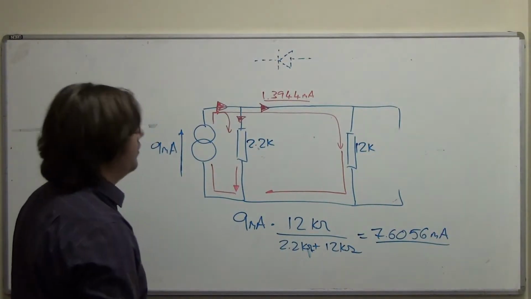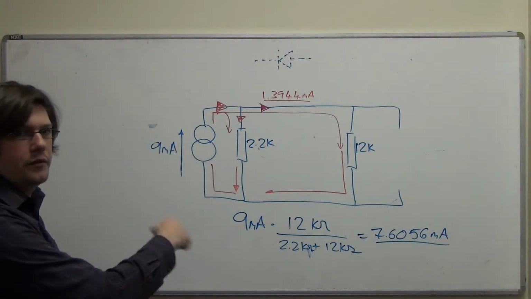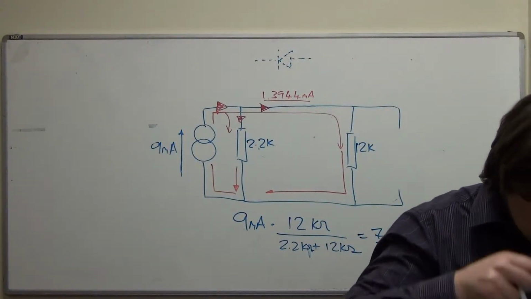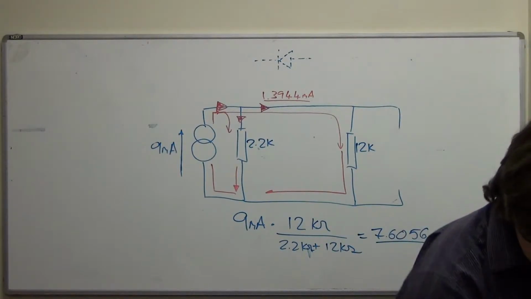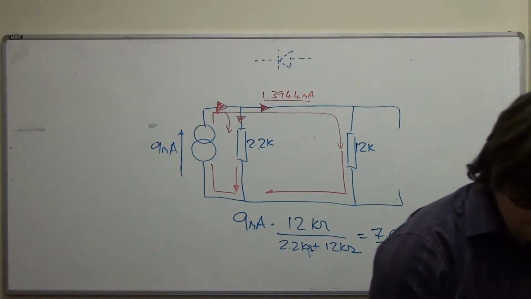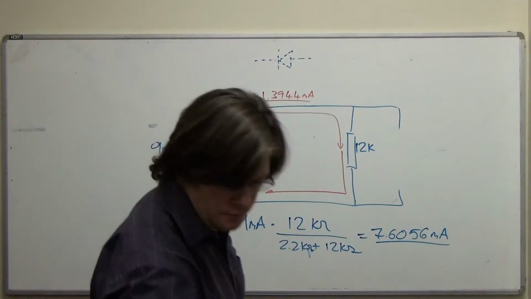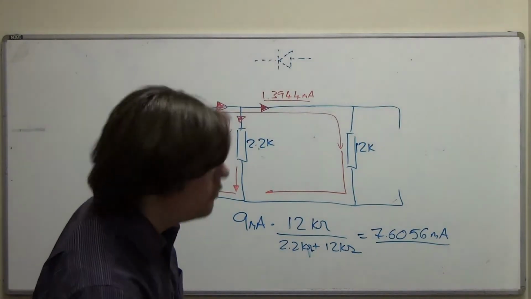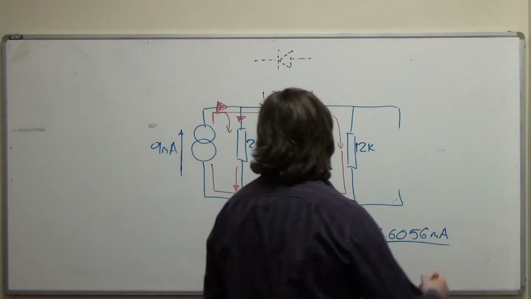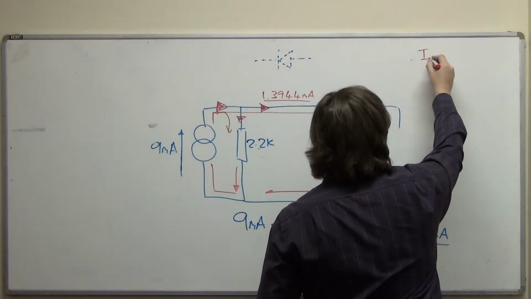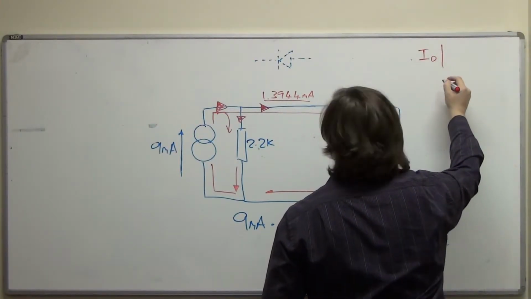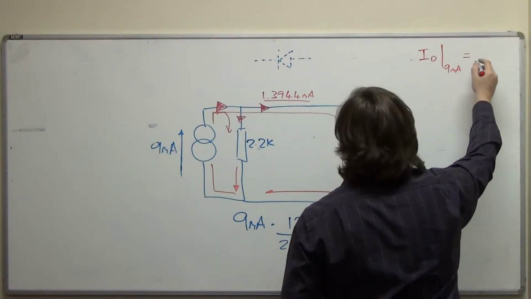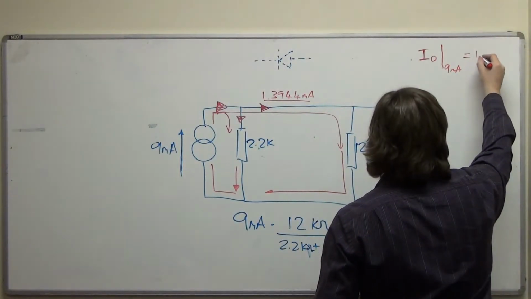That's fine. Now we've got to carry on and do the next one as well. We've got to do the next source. So I'll pop this in the top corner. We'll have ID due to 9 milliamps is 1.3944.